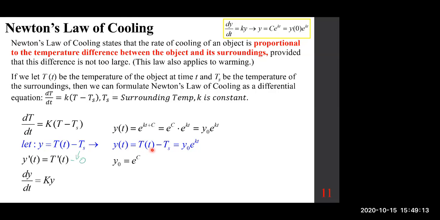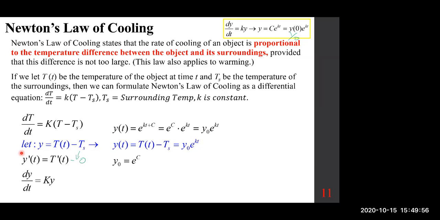T of t minus T sub s is y, or y of t, or y sub 0 e to the power of kt. So I want you to pay attention to the blue one, everybody. Y is the same as y of t. This one is being repeated, and then this is the right side, y sub 0 e to the power of kt. Please understand, class. Y sub 0 here, or y of 0, or y sub 0, ultimately they refer to the same thing, known as the initial value.